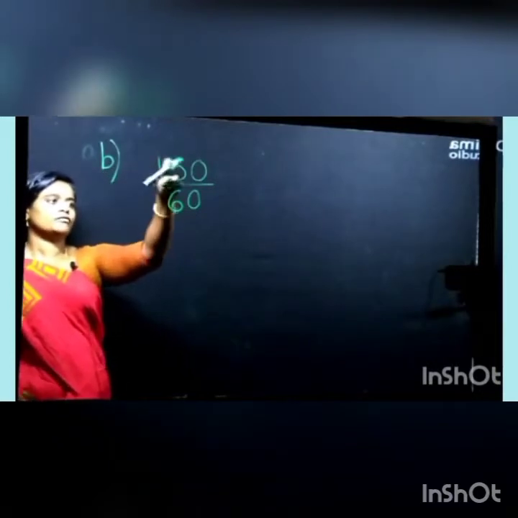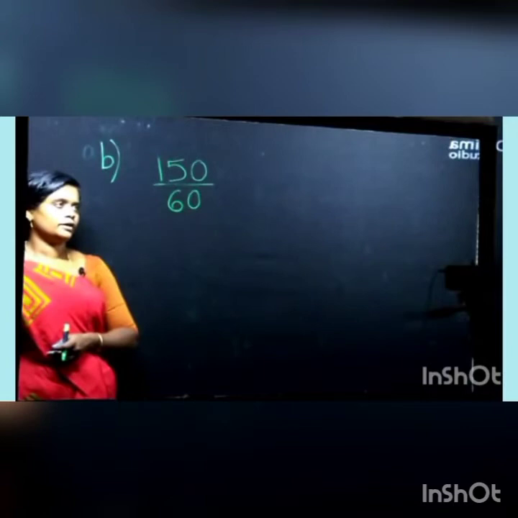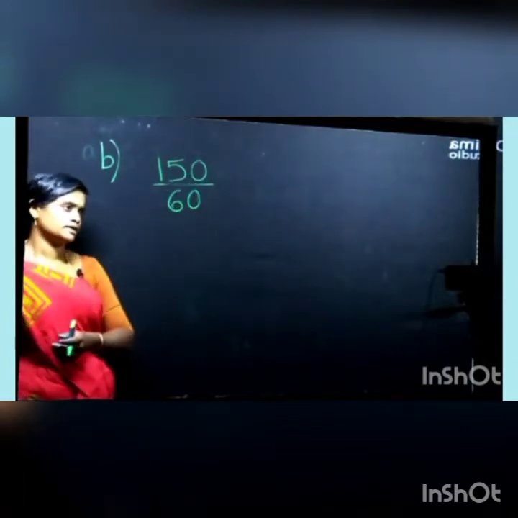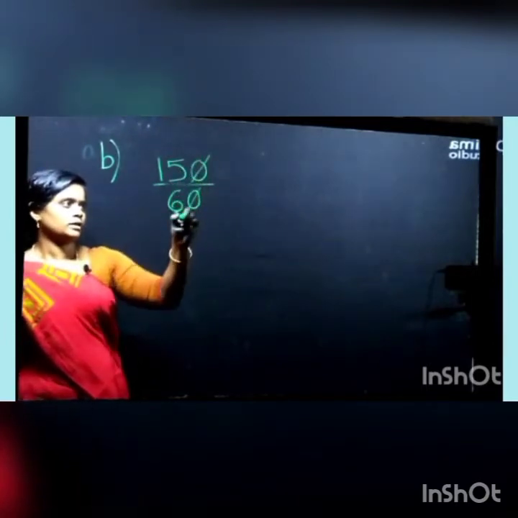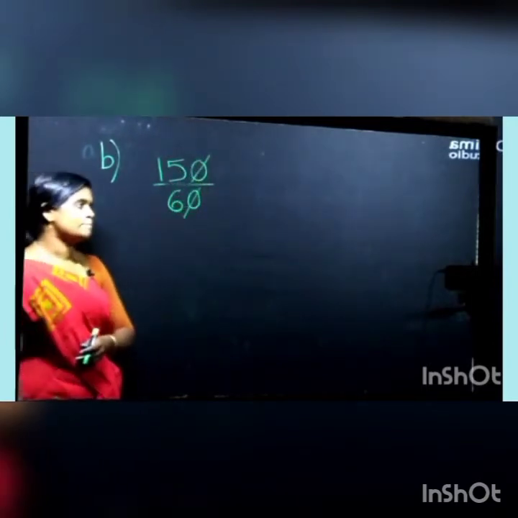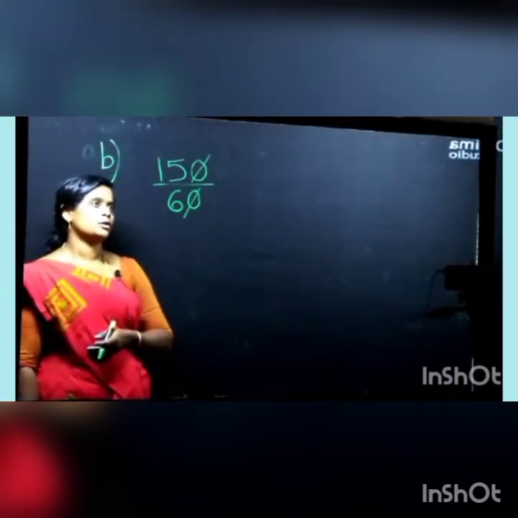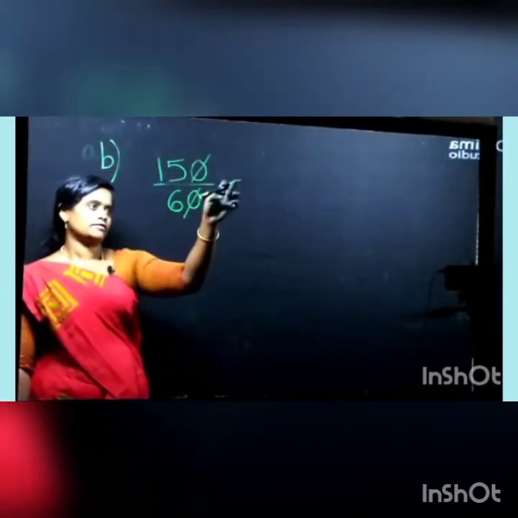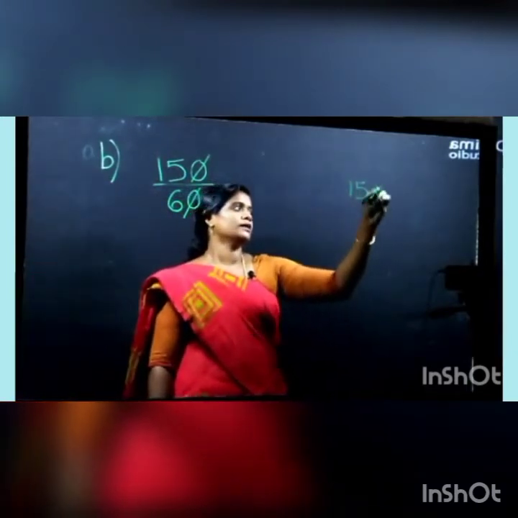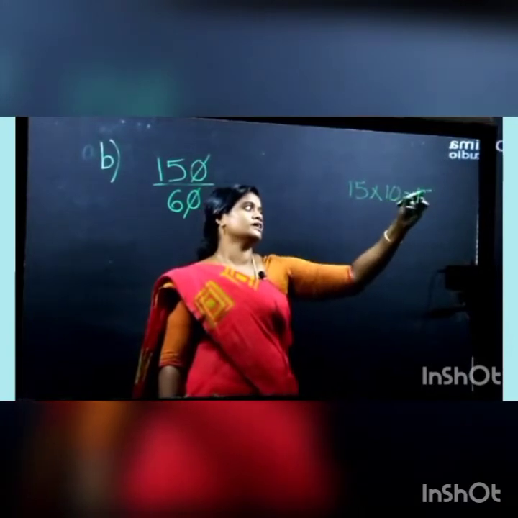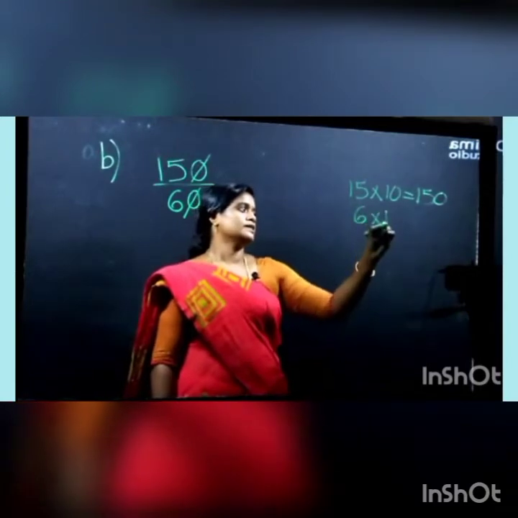Next question B, 150 by 60. Here, in order to convert this fraction into simplest form, first we can cancel these zeros because numbers ending with 0 are divisible by 10. So, 15 into 10 is 150, and 6 into 10 is 60.